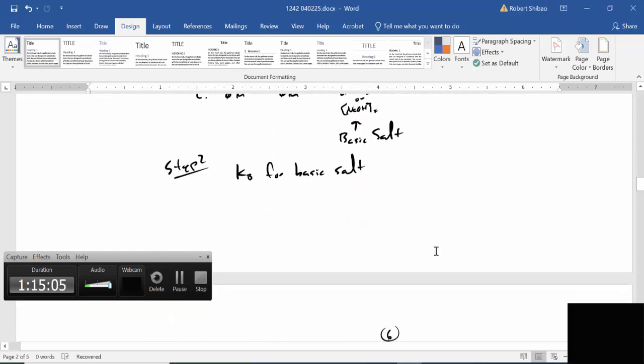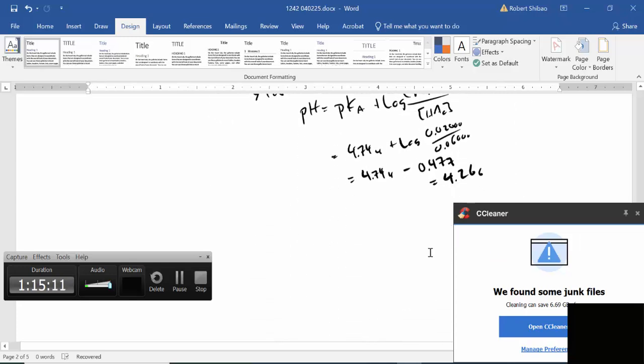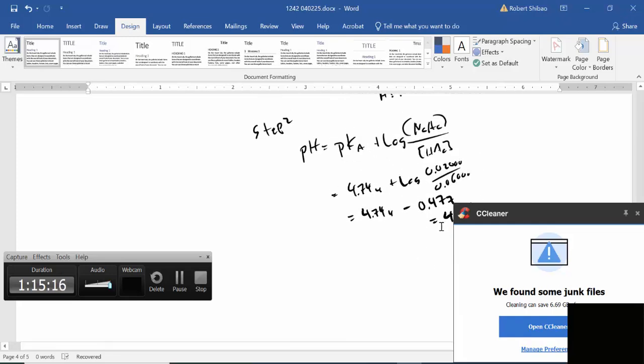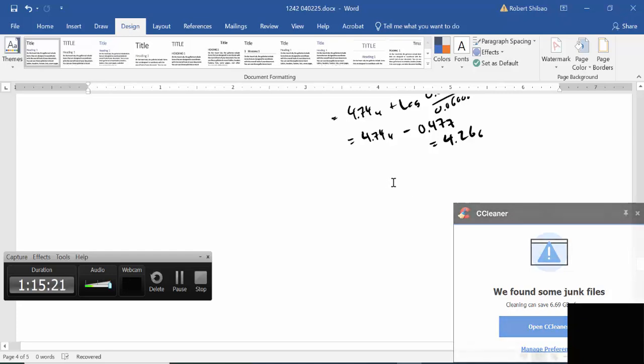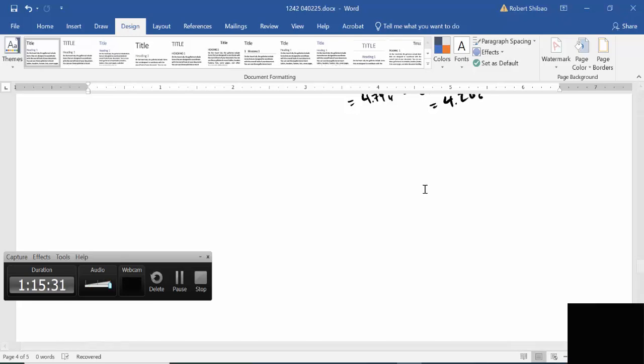If I wanted a buffer, I could calculate how many milliliters it would take to get to pH 4. Let's do that. I'll do it the long way, and then we'll do it the short way. So I don't want 474 or 426. I want a pH of 4. Actually, before I do this, let me show you the shortcut way of doing this.